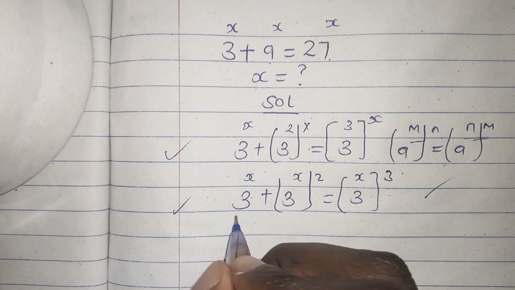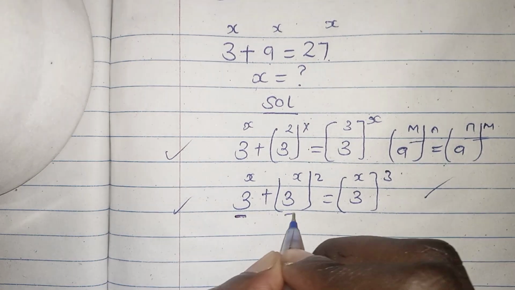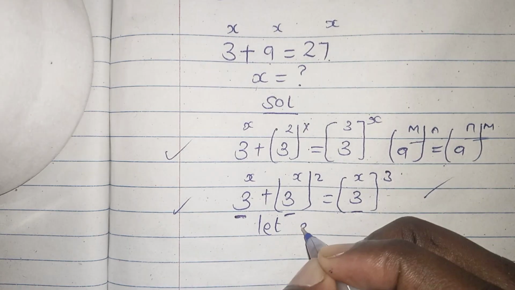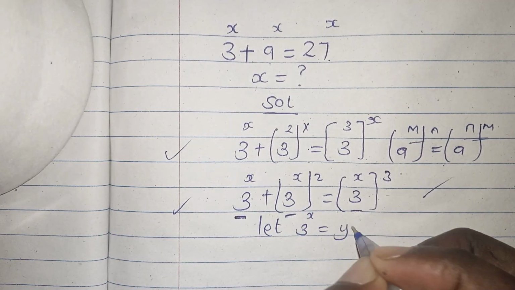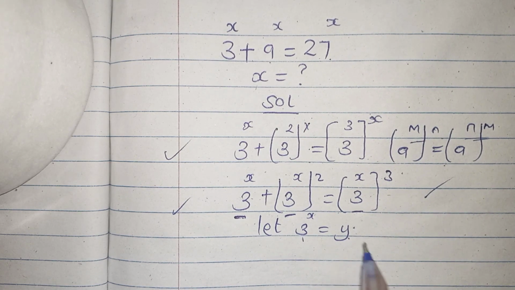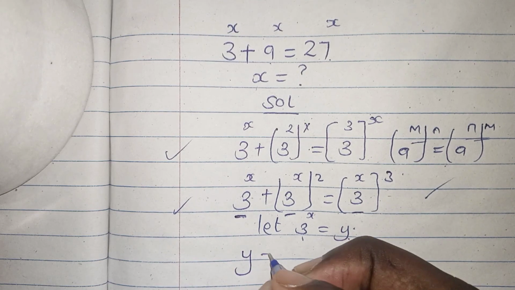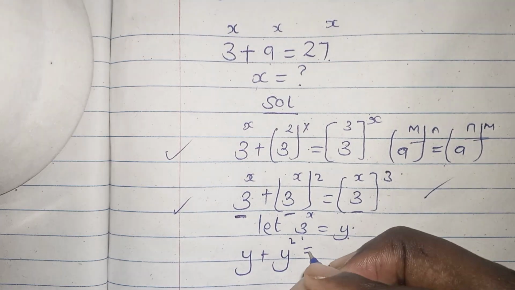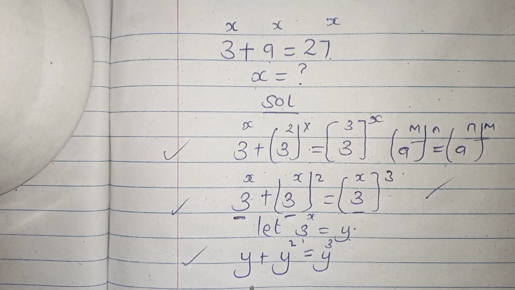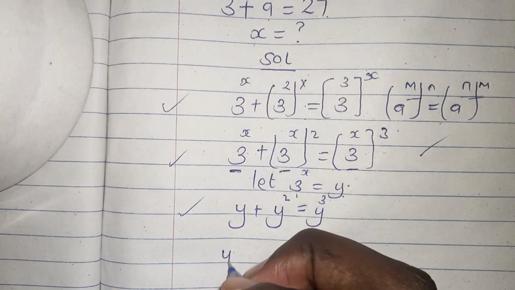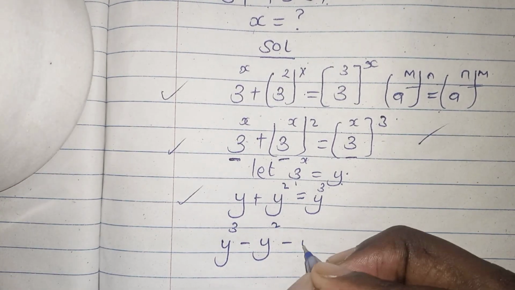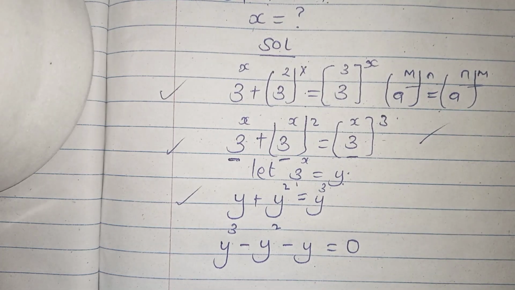So then we have 3 to the power of x, 3 to the power of x, and 3 to the power of x. So we shall say let 3 to the power of x is equal to y. So where there is 3 to the power of x, we are substituting it with y. So then this is y plus y squared is equal to y cubed. Okay, so we shall rearrange this. So this is y cubed minus y squared minus y is equal to 0.